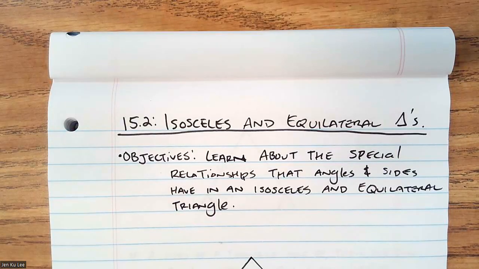Hey, welcome to another lesson. This is 15.2, Isosceles and Equilateral Triangles. Your objective for today is to learn about special relationships that the angles and the sides have in an isosceles and an equilateral triangle. Okay, so here we go.